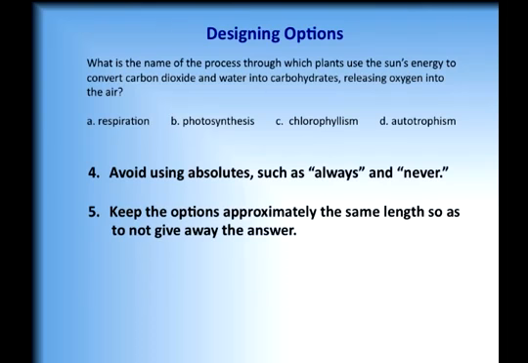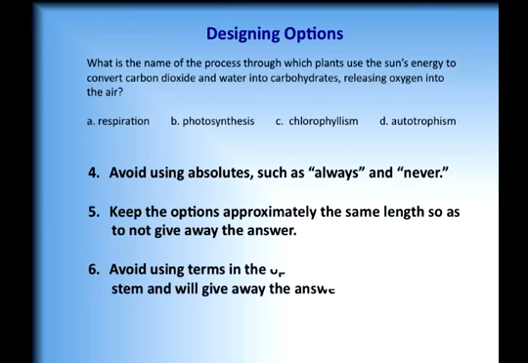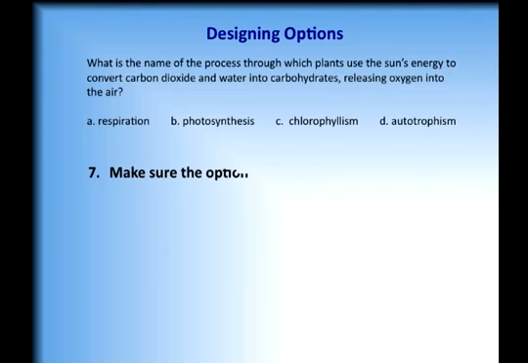In this case, all of the options are one word. If option B was the process of photosynthesis, it would attract attention as the possible correct answer. Likewise, using the word process relates to the word process in the stem, which can alert the student to the correct answer. So you wouldn't want to have option B say the process of photosynthesis.